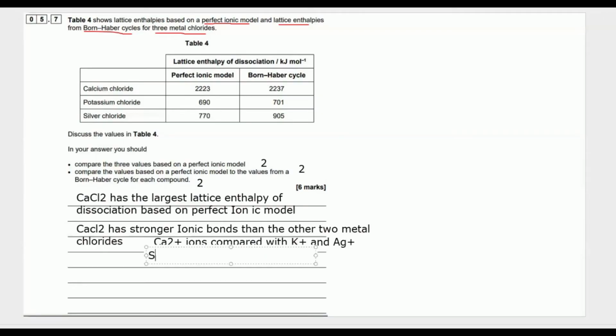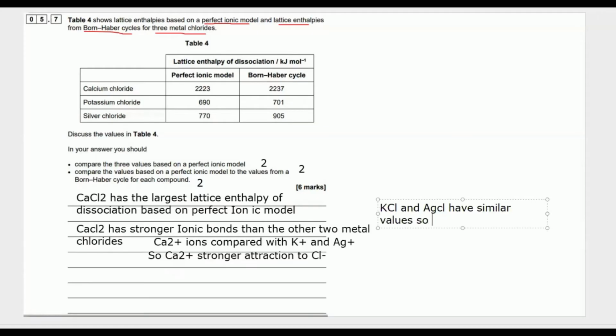Now we need to compare the perfect ionic model to the values from the Born-Haber cycle. So now we need to look individually going across in a row. Calcium chloride goes 2223 to 2237. So what can we say about calcium chloride's perfect ionic model enthalpy compared to its Born-Haber cycle lattice enthalpy of dissociation? That's what we have to think about for the next part of the question.